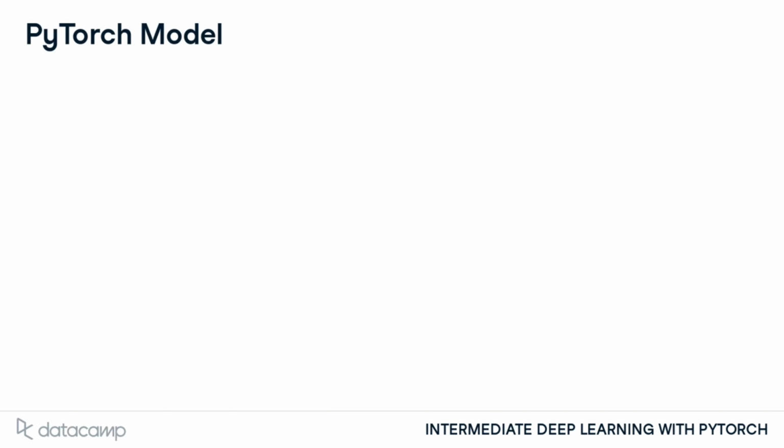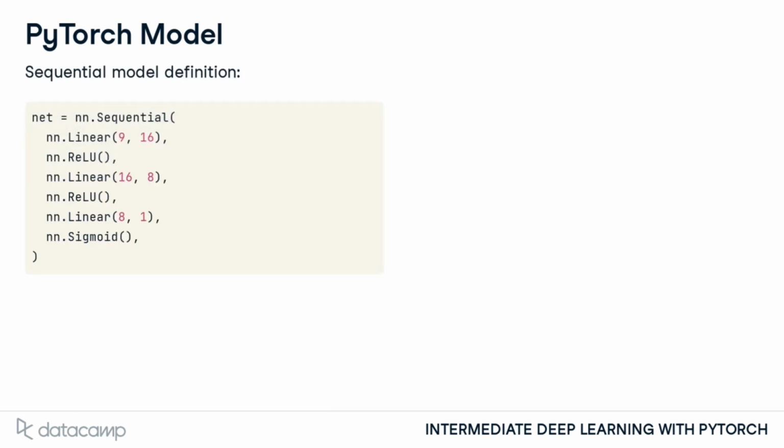PyTorch models are also best defined as classes. We may have seen sequential models defined like this before. That's fine for small models, but using classes gives us more flexibility to customize as complexity grows. We can rewrite this model using OOP.